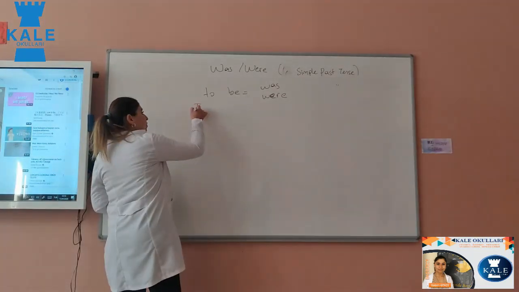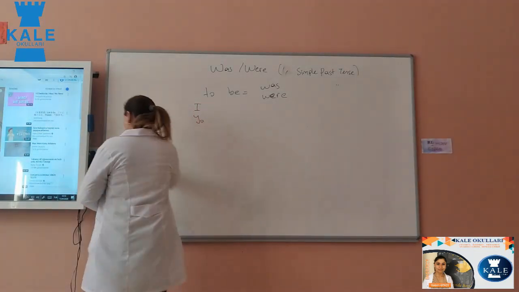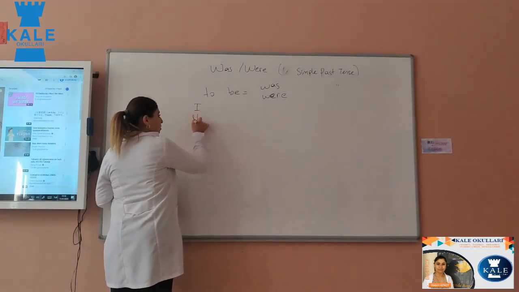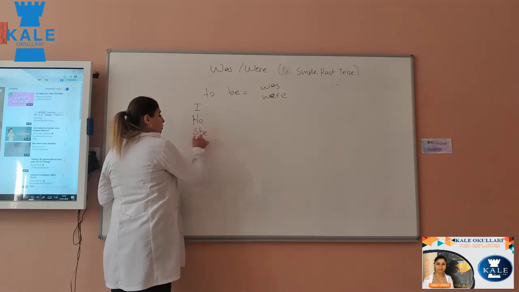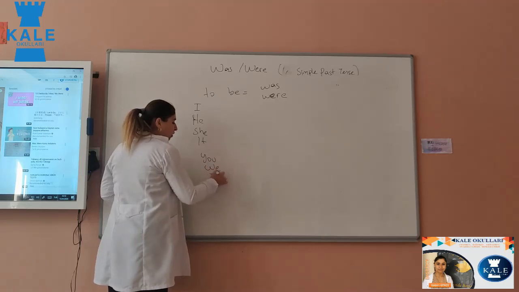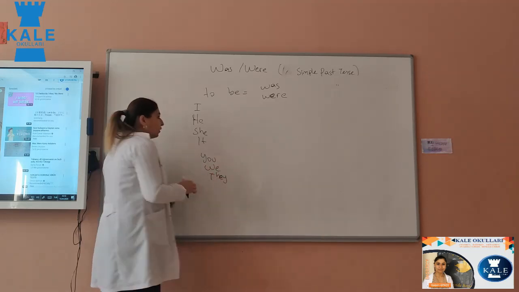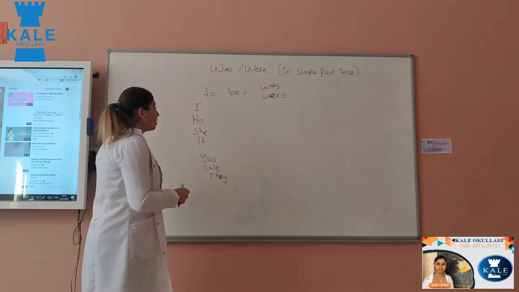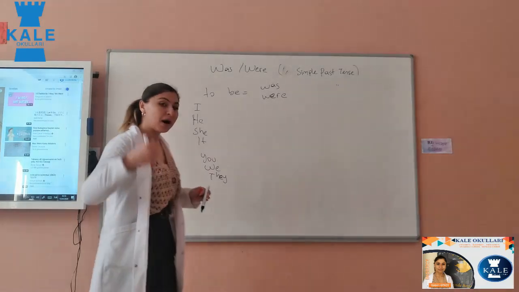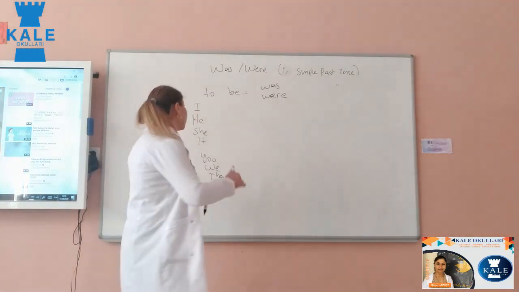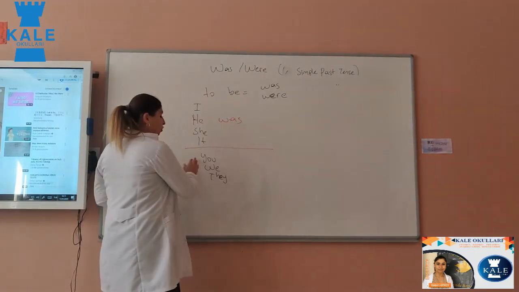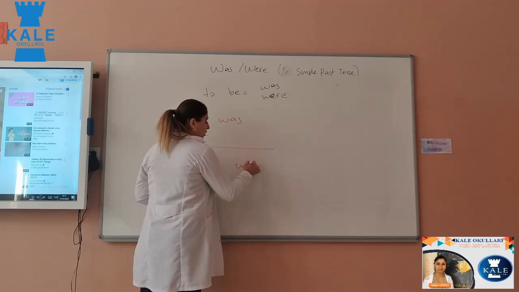For example, I, you, he, she, it, we, they. I will change the verb because remembering it is easier. Here: I am, he is, she is, it is. After that, in the past, using was and were, I will write them. You, we, they were, okay?